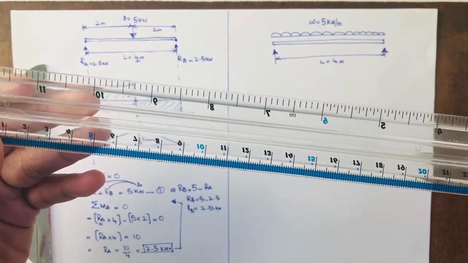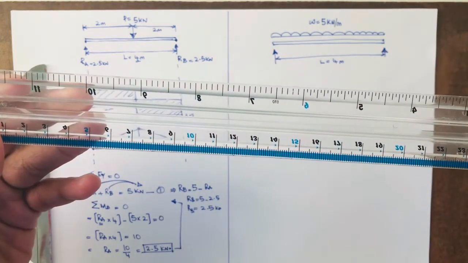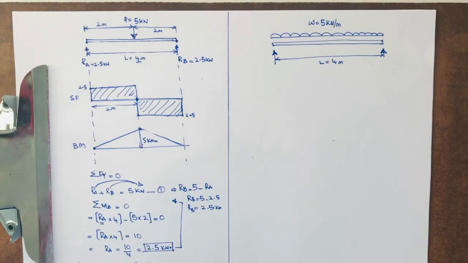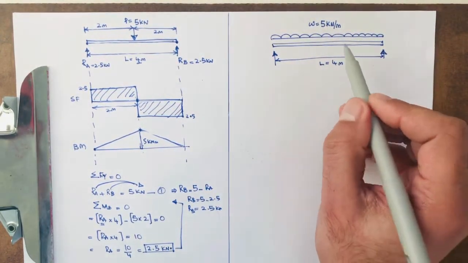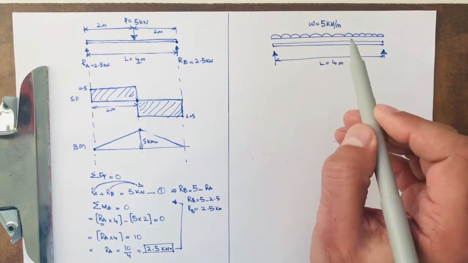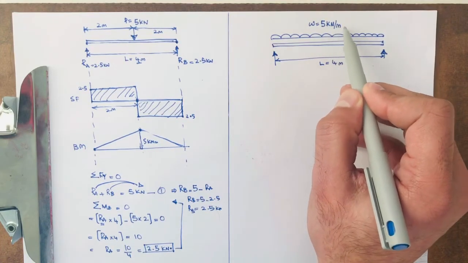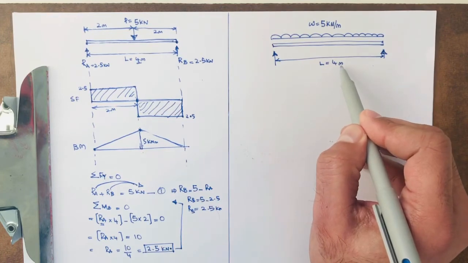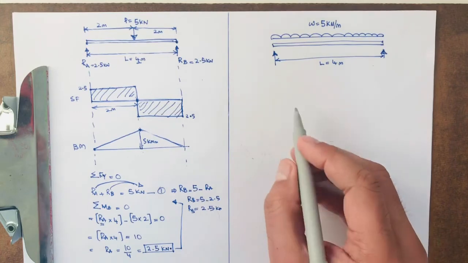So by logic, half of the load should go to one support and half to the other support. So we will use that logic here. In this scenario, we have 5 kilonewton per meter. So how do we convert that to a point load? Simply, you can see the unit here is kilonewton per meter. If we multiply that by the length, which is in meters, we will get P. P is actually the concentrated load.